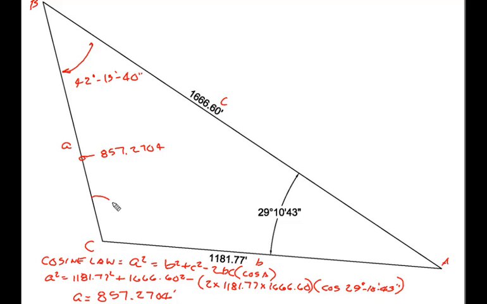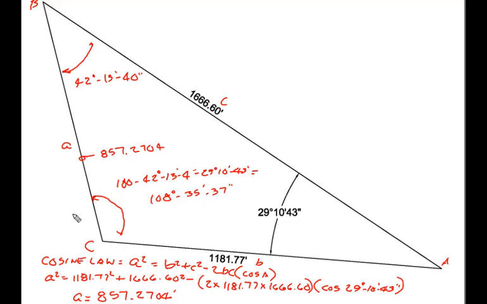So then the angle here at C is going to be equal to 180 minus 42, 13, 40 minus 29 degrees, 10 minutes, 43 seconds. So this angle is going to be 108 degrees, 35 minutes, 37 seconds.